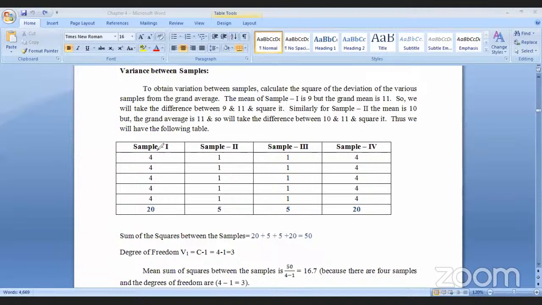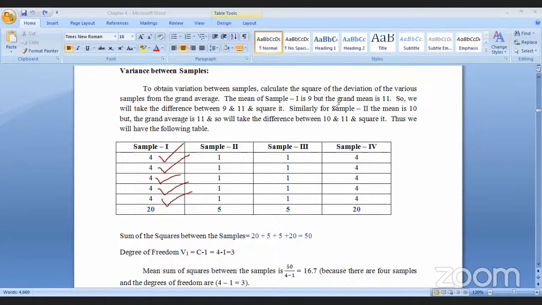What is the mean? First mean 9, grand mean is 11. 9 minus 11 how much? 2. 2 square? 4. See, 4. Again 4. Again 4. Again 4. And again 4. So we completed sample 1, that is column 1. Same procedure apply for the second one also.